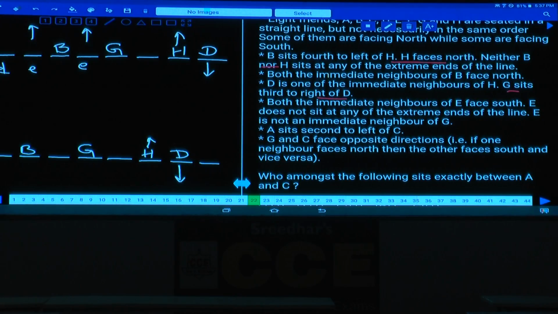E cannot be at this place. Can E be at this place? E cannot be here. Hence, what is the only possibility? Hence, this E must be at this place. If E is here, immediate neighbors of E face south, and so are those two persons facing south here?